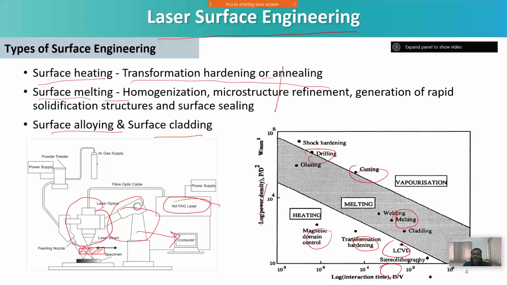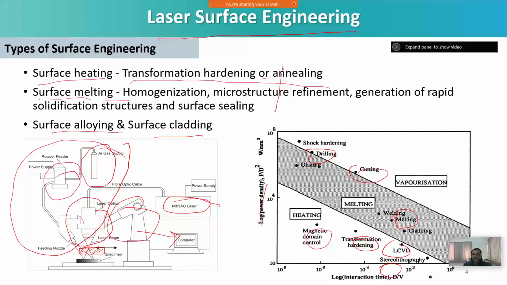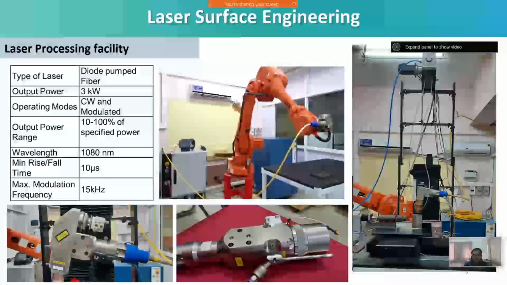And for any kind of alloying or cladding, if you want to feed a powder, then you need this kind of setup. It's a powder feeding arrangement, and you have an argon gas supply to provide an inert atmosphere, and a powder feeder and a nozzle. What I have shown here is a lateral powder feeding system, and you can use a coaxial powder feeding system also to affect any kind of laser cladding.